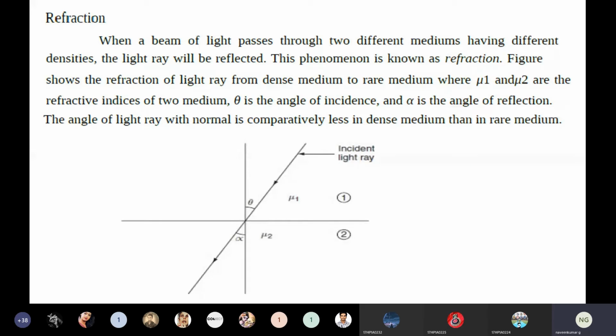See, the light ray will be reflected, and what is written there is not reflected, it is refracted. Okay? I'll upload a corrected PPT later on, as I did not see this.